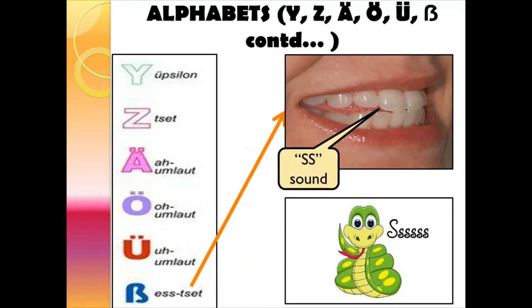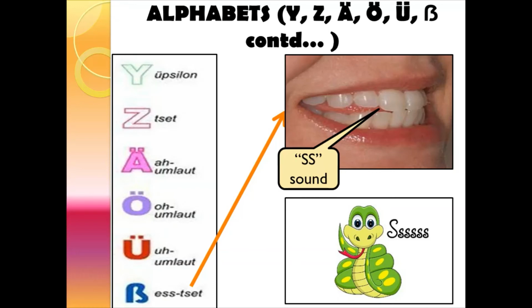The last of the alphabets is the Eszett. The Eszett is not to be confused with the English B alphabet or the mathematical beta or any other language's alphabet, because this is unique to the German language.